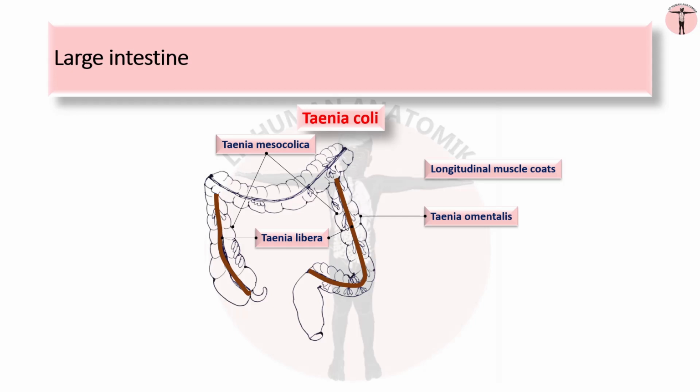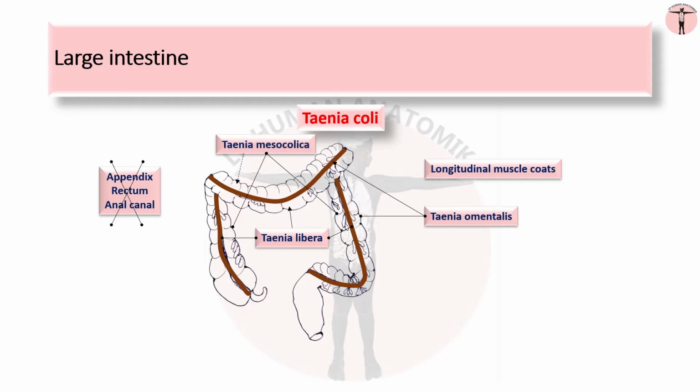On the transverse colon, taenia libera is present on inferior surface, taenia mesocolica on the posterior surface, and taenia omentalis on the antero-superior surface. Between the three taenia coli, the longitudinal muscle is present in thin sheets. Taenia are absent in appendix, rectum, and anal canal.